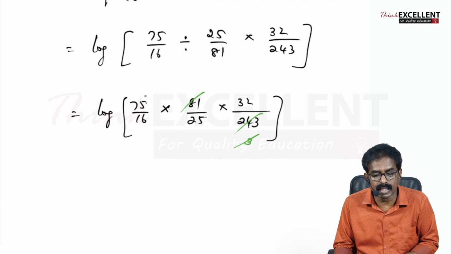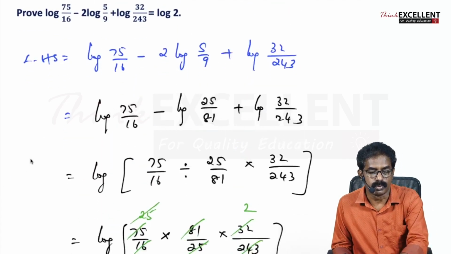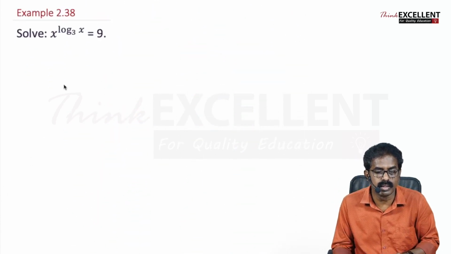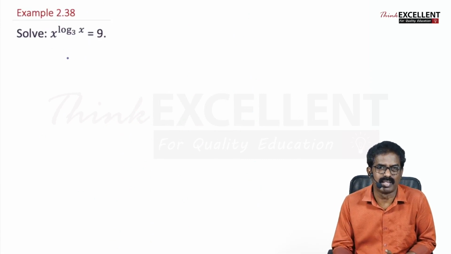3 table you cancel, 25, 25, 25 cancel, 16 and 32 cancel 2. So your answer is what? Log 2, that is your RHS. So that's what they asked to prove, yes. Now look at this question. Solve this. Do this question very carefully, it's a little bit different one.